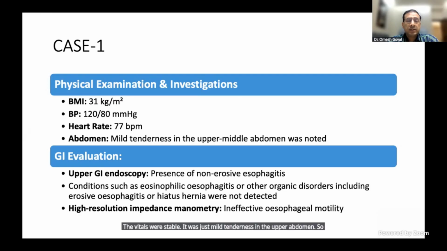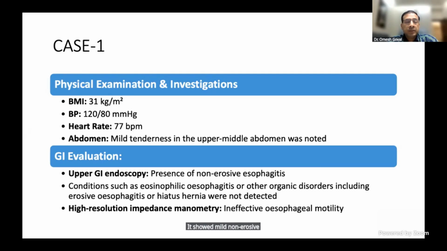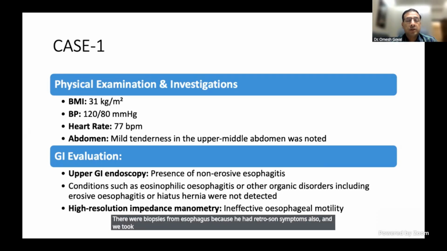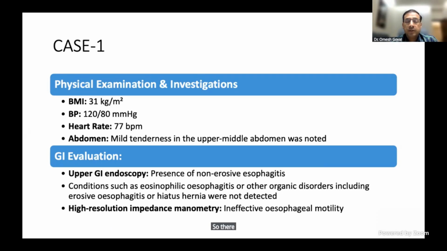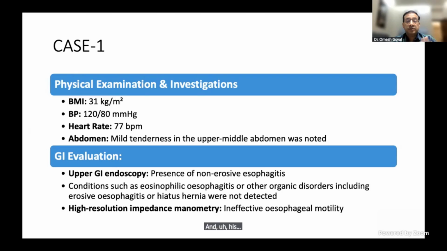So basically, he did not have any alarm sign, but because he was so much disturbed, with 4 months of symptoms not improving, we went for upper GI endoscopy. It showed mild non-erosive esophagitis, and we took biopsies from the esophagus because he had retrosternal symptoms also, and we took biopsies for H. pylori also. So there was no eosinophilic esophagitis, no organic disorders, no hiatus hernia, and the antral biopsies were also normal. And sometimes he said he had dysphagia also.